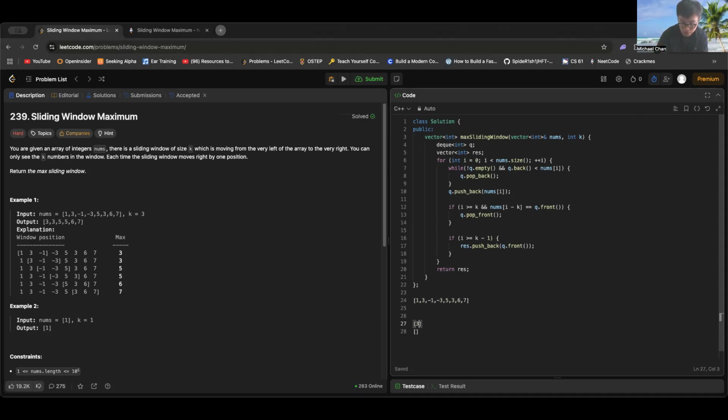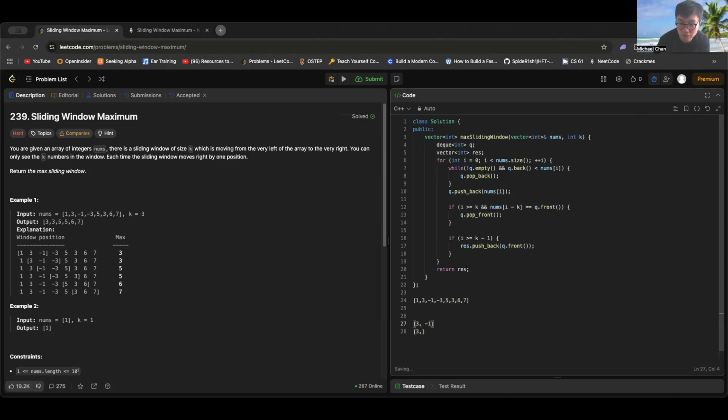And then this will be -1, right? And i is bigger or equal to 3? Nope, it's not. But i is bigger or equal to k minus 1. So I will push -1 into it.